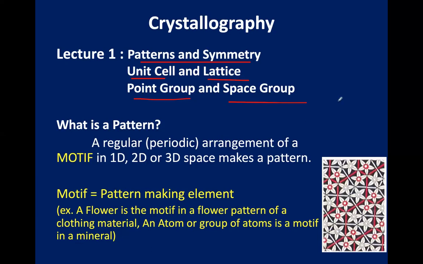Pattern, you know, right? If you see this image shown here, it's a cloth pattern, a design of a clothing material. So it has a pattern. That is the simple meaning of a pattern that you know already, the general idea. In a scientific way, with respect to crystals, you can say a pattern is a regular or periodic arrangement of a motif. Motif, we'll see what motif is, in 1D, 2D, or 3D space, that you can call a pattern.